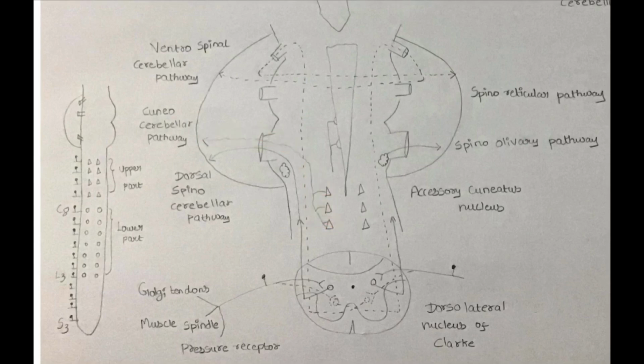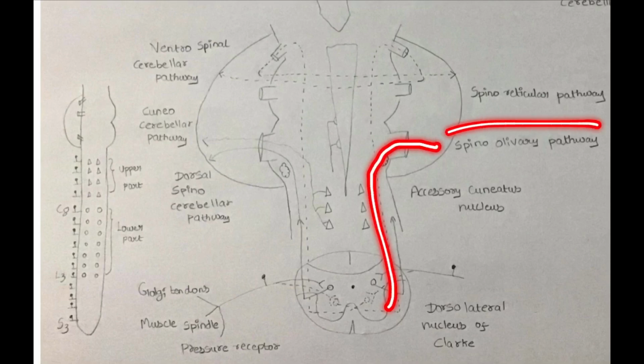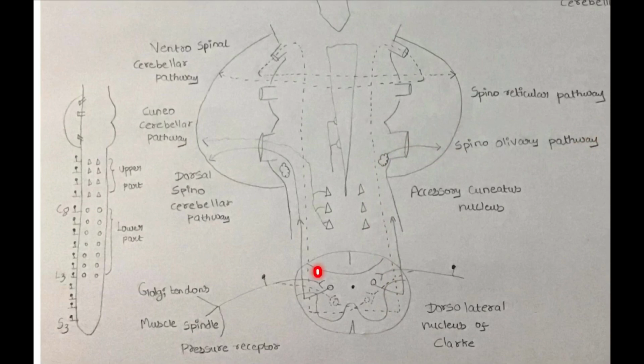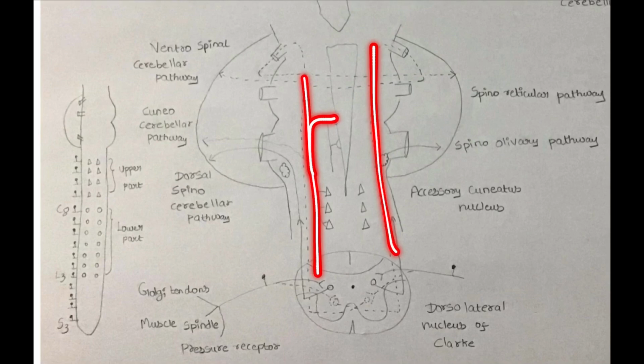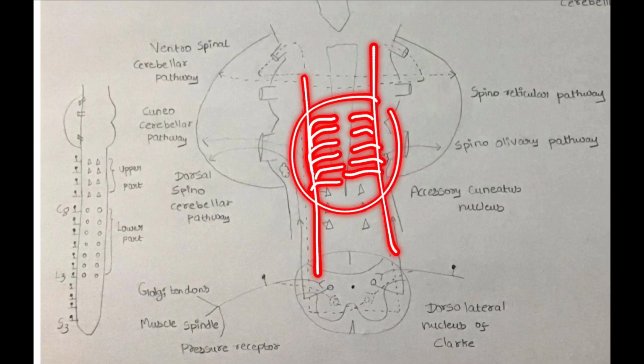And we also have discussed this before. There are some sensory nerve fibers that go to the olivary system and go through the inferior peduncle to the cerebellum, and that is known as spino-olivary pathway. And while going upwards, some sensory nerve fibers will give connection to the reticular formation. This is known as spino-reticular pathway.